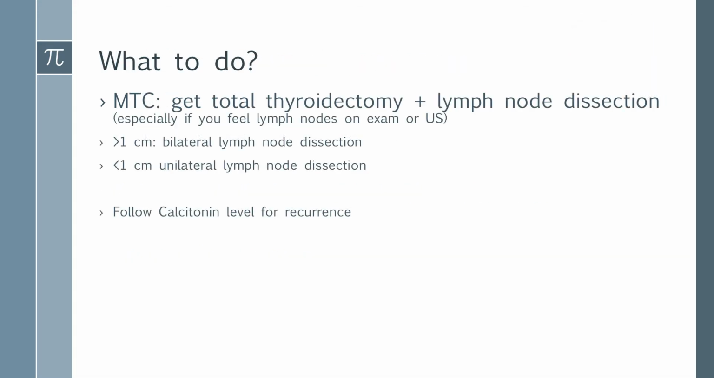So what do you do? Regardless of what the size is, you get a total thyroidectomy for medullary thyroid carcinoma, right? And you're going to have to do some kind of a lymph node dissection. If the cancer itself, the nodule, is more than 1 centimeter, you do a lymph node dissection on both sides, so right and left lymph node dissections. If it's less than 1 centimeter, you do just one side. So you take the whole thyroid, both the right lobe and the left lobe, and then you look at the size. If it's more than 1 centimeter, both sides get dissected. If it's less than 1 centimeter, only one side. And then you follow the calcitonin level to see if there's a recurrence, because remember, C cells secrete calcitonin, and medullary thyroid carcinoma is the cancer of the C cells.